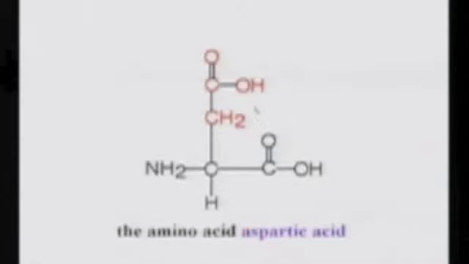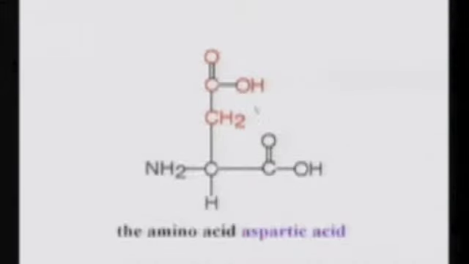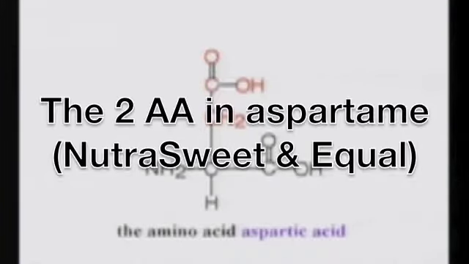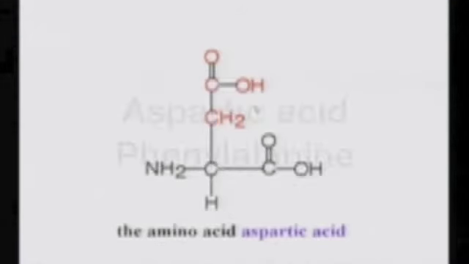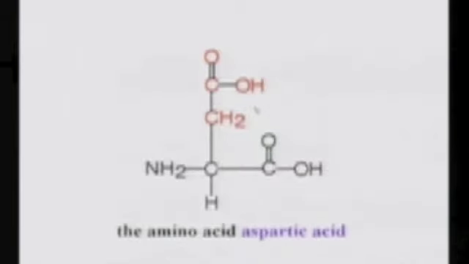So these two amino acids, aspartic acid and phenylalanine, are the two amino acids in, any of you know where these are? Aspartic acid, aspartame. The sweetener, the non-caloric sweetener. It's a dipeptide, so it's two amino acids joined together, and those two are aspartic acid and phenylalanine.